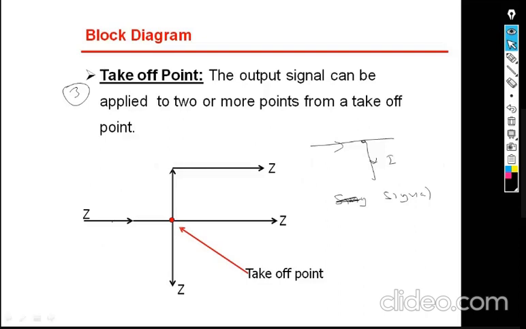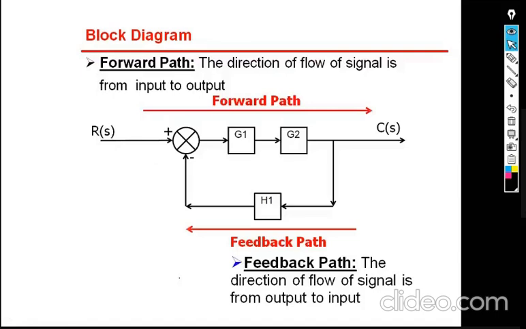Now the signal goes from here, and if I connect a wire upward from here, the same signal will come into that particular take off point. In the same way here also, the same signal is going down towards that take off point. This is the brief introduction to block diagram. Now there are two more terminologies: what is forward path and what is feedback path.